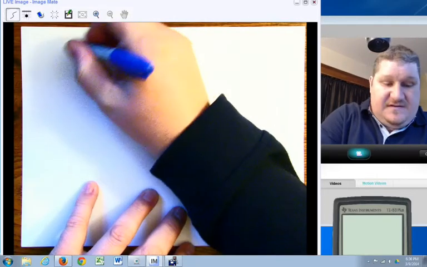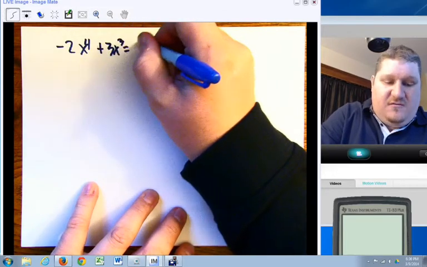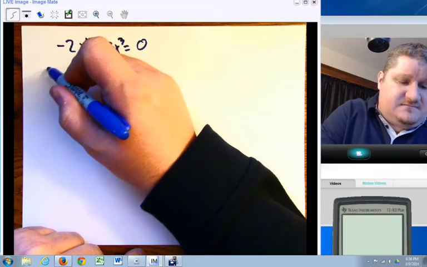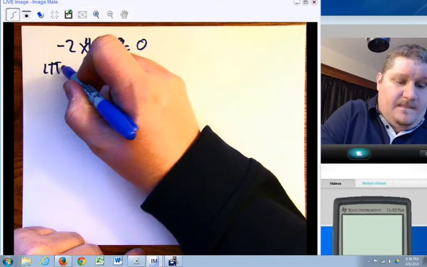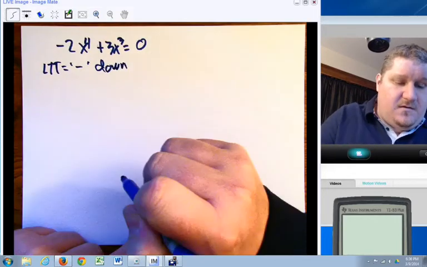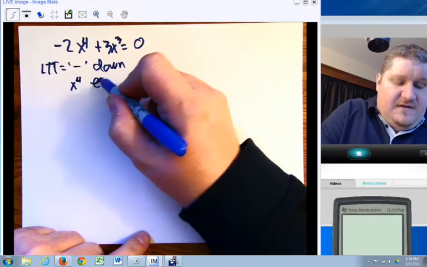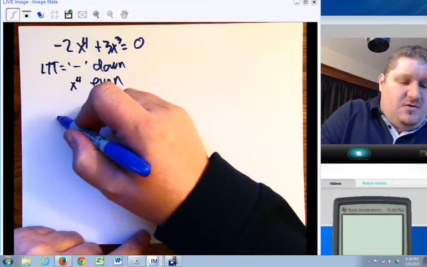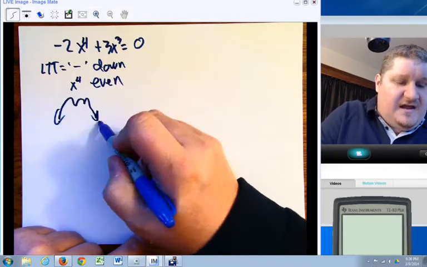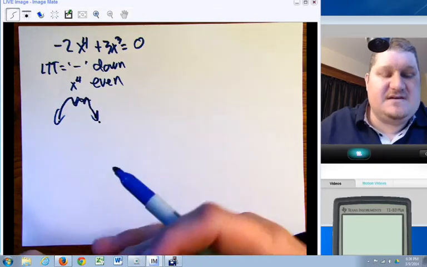So if we have something like negative 2x to the fourth plus 3x cubed equals 0, our leading term test tells us that it is negative, meaning it's going to be down. We have x to the fourth, so we have the fourth power, which means we have an even function. So we know it's going to somehow look like this, where we have down, down, wiggle, wiggle, wiggle in the middle. Now, the question is how many wiggles, how many zeros, etc.